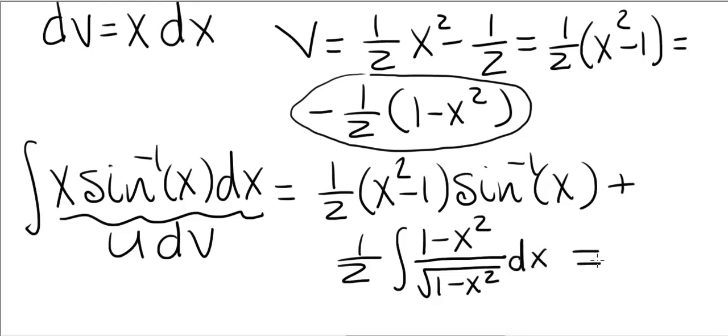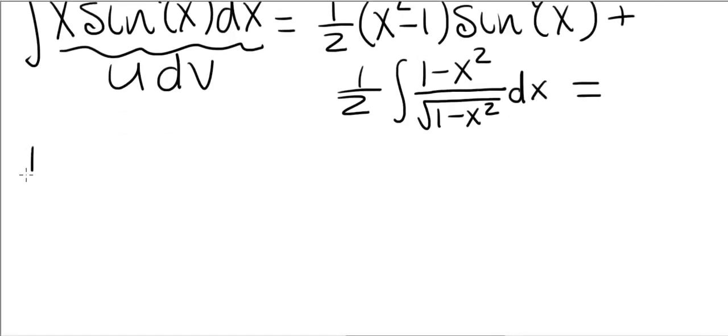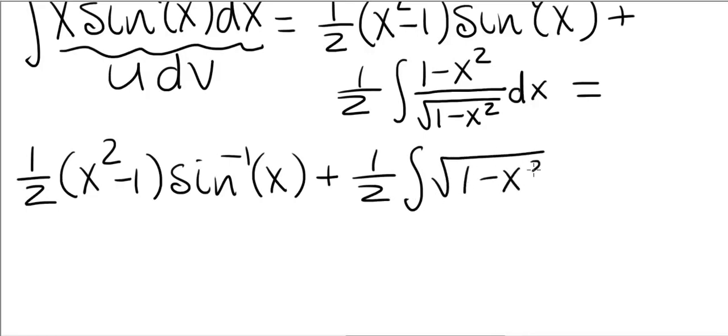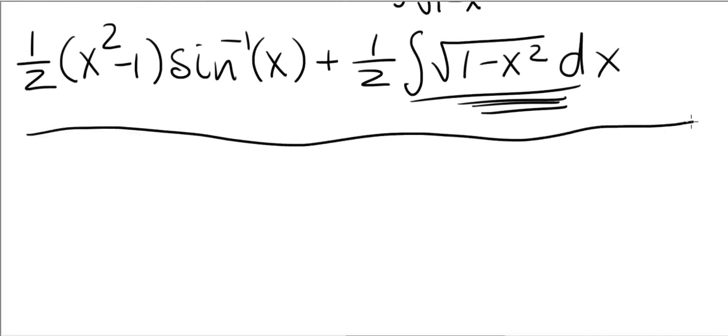So let's simplify this. This becomes 1/2 x squared minus 1 times inverse sine of x, and now the second integral, that is the integral on the right, is simplified to 1/2 times the integral of square root of 1 minus x squared. So this is what we have left to solve this problem. Let's go ahead and evaluate this integral without the 1/2. We'll come back and plug it in once we're done.